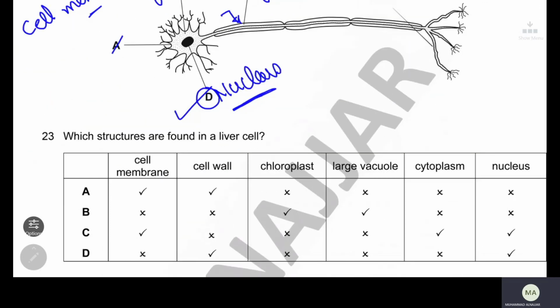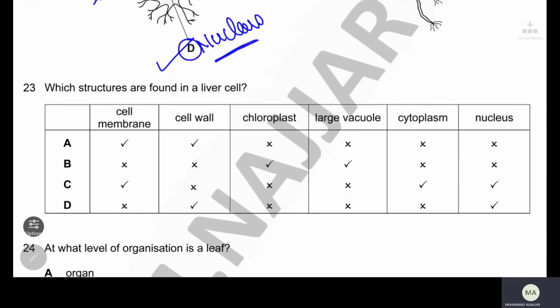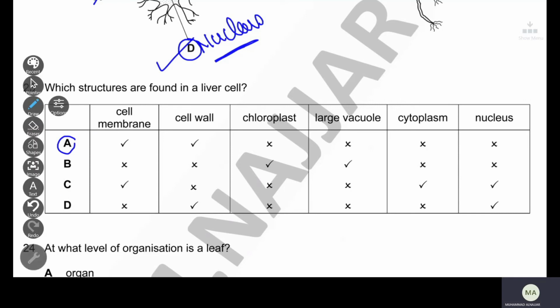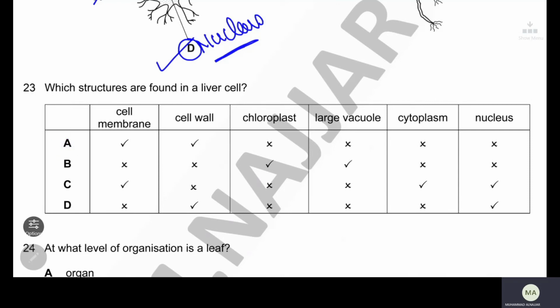Question number 23 says, which structures are found in the liver cells? Let's go for A and let's go ahead. I don't know whether it is correct or not, as I'm a student, I'm solving now, and I don't know which is the correct answer. So I'll put myself in your place. So if I will answer, I will do like this. A, he is asking for liver cell.